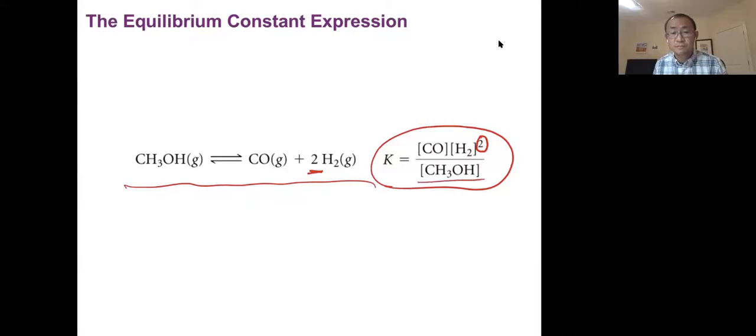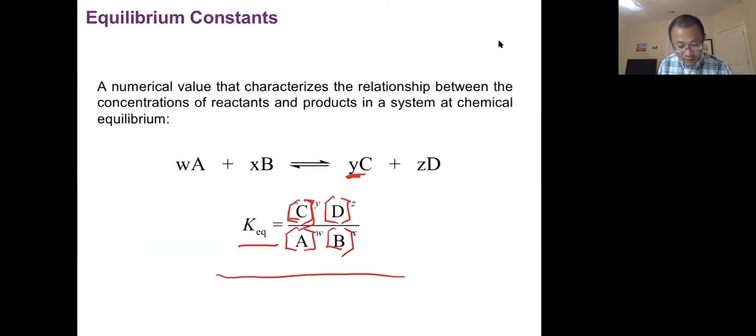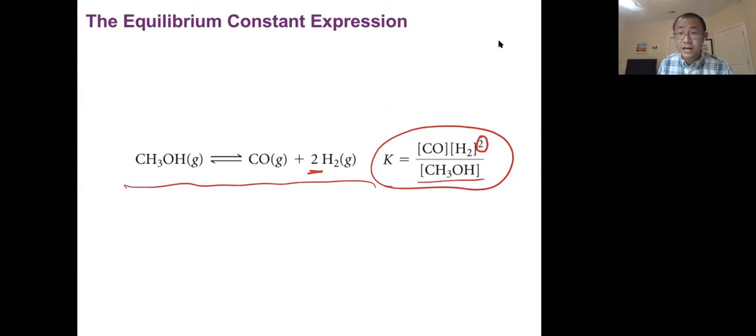reactant concentration. Why is there no exponent? Because the coefficient is 1. That's why there's no exponent. Does it make sense, guys? Check back and forth. Again, I will test you both in your test and final exam. Don't tell me I didn't tell you.